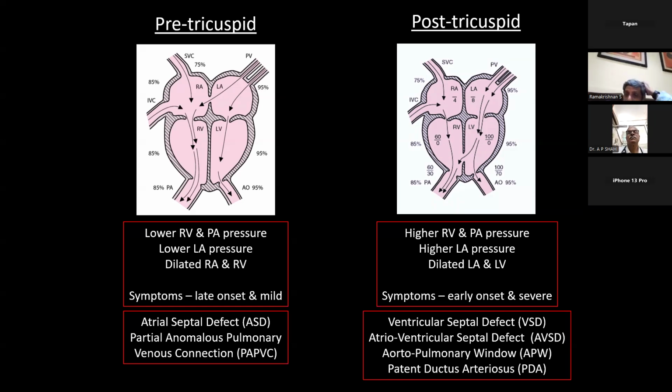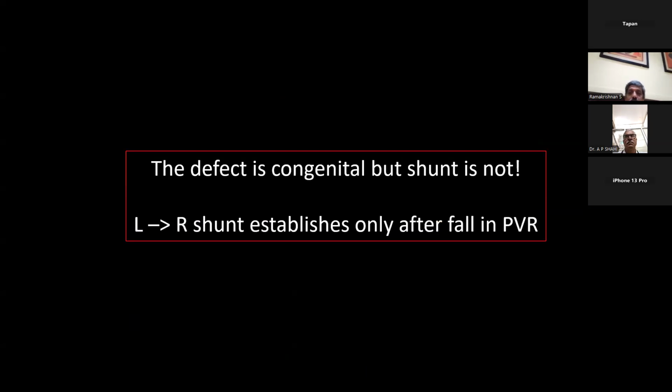Whereas if you look at the post-tricuspid shunt, the shunts can happen at the ventricular septal defect level, the atrioventricular septal defect level, aortopulmonary window, AP window, or patent ductus arteriosus. Here, the pressure is also transmitted, as I am repeatedly emphasizing. So there is a higher RV and PA pressure, a higher LV pressure, dilated LA and LV, and then early onset and severe symptoms ensue. The important point we have to understand is that the defect is congenital, but the shunt is not. The left to right shunt establishes only after the fall in PVRI.